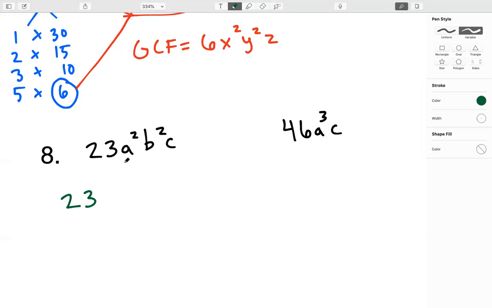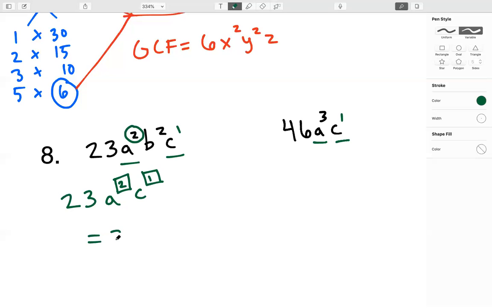The variables, which ones are in common? We have A and A. Don't think just because you have a 2 and a 3 here that A is not in common. A is common. So we'll go A to the something, right? And then we have B not in common, and then C is in common. So C to the 1, C to the 1. And since it's the same exponent, that is what we're going to put in the box. So C to the 1. And then A, you take the lower one, because it's not the same, a 2 and a 3. So we'll take the lower one there, and that's what goes in that box.